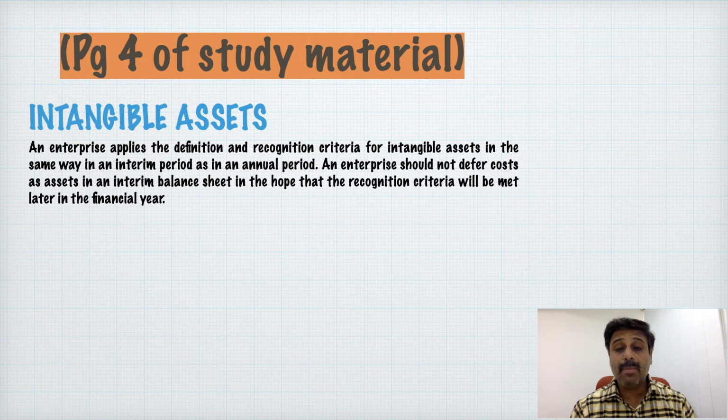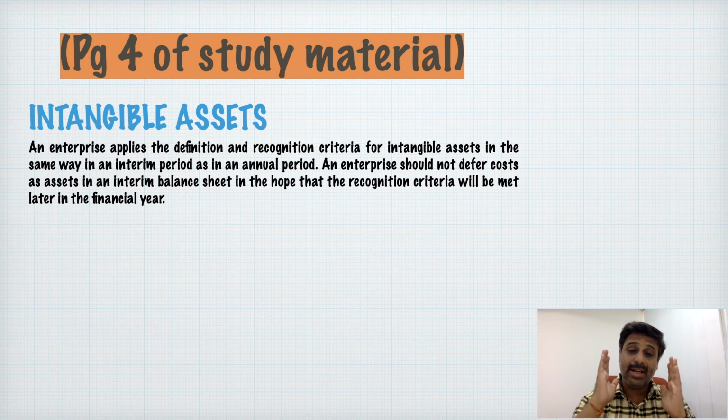Discrete approach. You remember that one quarter and the other quarter is like India and Pakistan. Okay, they will never come together. So whatever comes in this quarter has to be taken in this quarter.